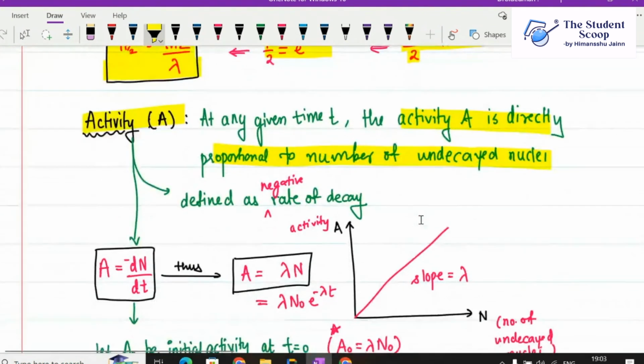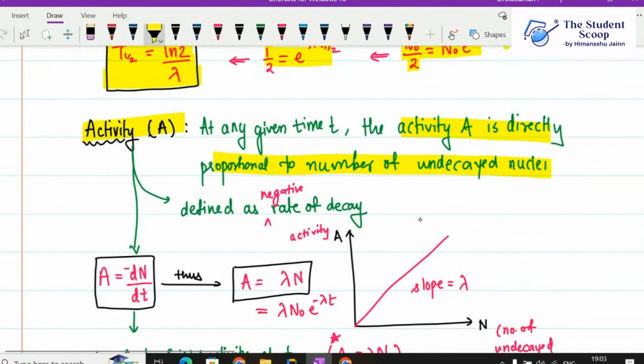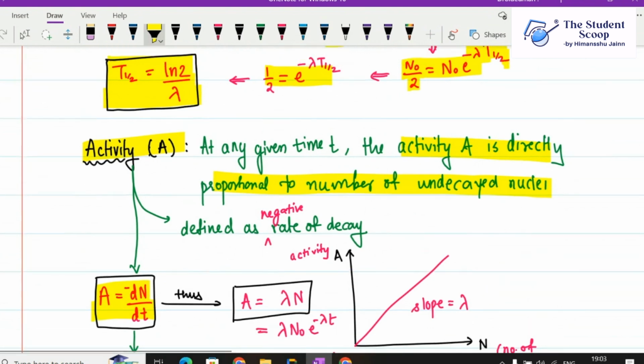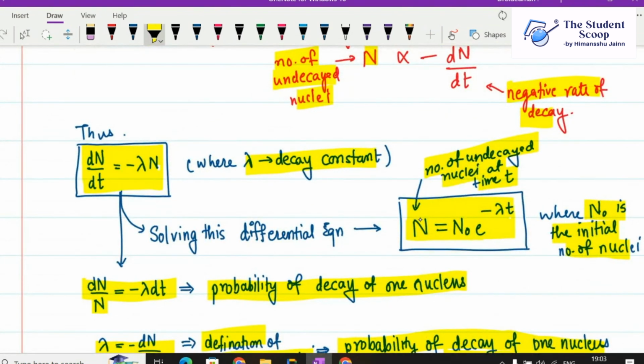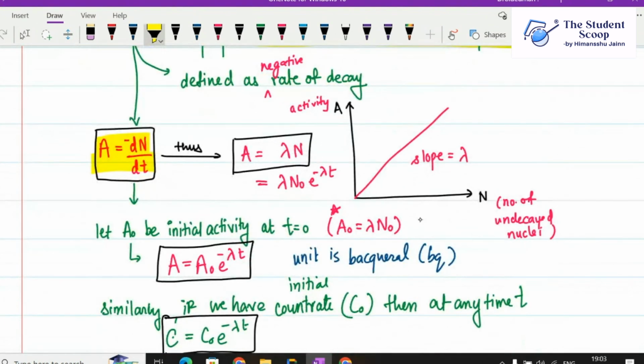Now we also get few equations based on this. So activity is nothing but negative rate of decay. You can see minus dN by dt. Okay. Now see, in the previous equations, wherever I have written dN by dt, you can replace that with A, with the negative sign going out. So I will get this equation first. So A is equal to lambda into N.